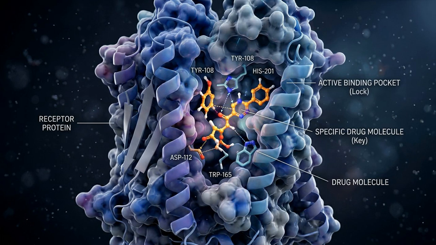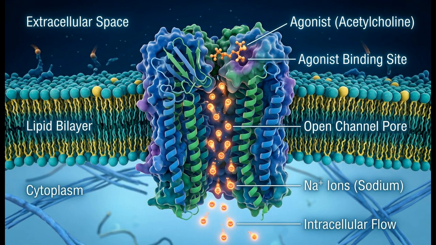Antagonists have affinity. They can bind to the receptor, but they have zero intrinsic activity. They essentially act as a blocker, sitting in the lock so the real key cannot enter, thereby preventing any biological response from occurring. Now let's look at how we measure this response.